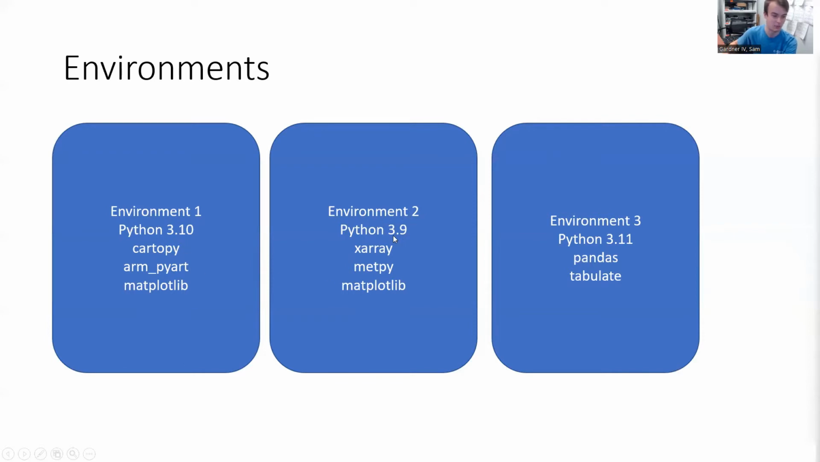For environment 2, maybe my code hasn't been updated for Python 3.10 yet, so I still want to use 3.9, and say I'm reading in some netCDF files. So I've got xarray and MetPy and Matplotlib, and I'm making maps of those or something. And then for environment 3, let's say I want to be on the bleeding edge of Python development with Python 3.11, and I've got pandas and so on. I don't know, I was just making stuff up.